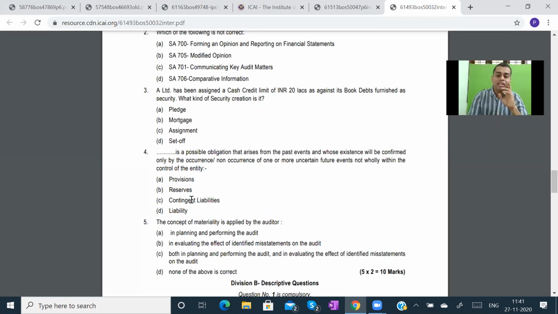C, contingent liability. Provision is a present obligation. Contingent liability is a possible obligation, but a provision will not depend on a future event. A contingent liability will be confirmed only by the occurrence or non-occurrence of one or more future events. Over. Contingent liability. A 10th class boy can also write the answer.